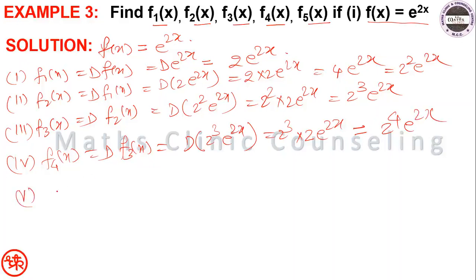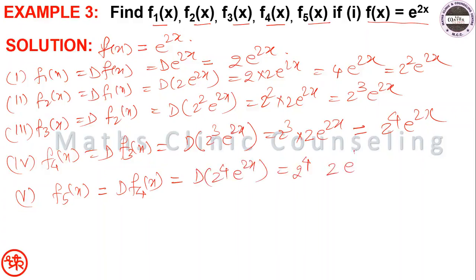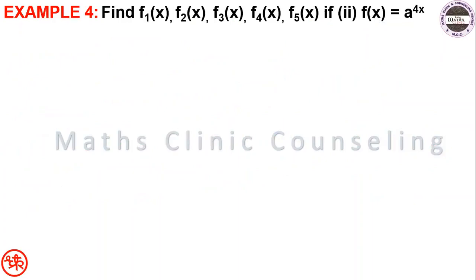Then f5 of x, is that clear? That is equal to d of f4 of x, the fourth derivative, that is d of 2 to the power 4 e to the power 2x. What will you get? 2 to the power 4 is constant, and the derivative of e to the power 2x is 2 e to the power 2x, right? So that is equal to 2 to the power 5 into e to the power 2x. That is the final answer. Is that clear? So in this way we can find the successive derivative of an exponential function.